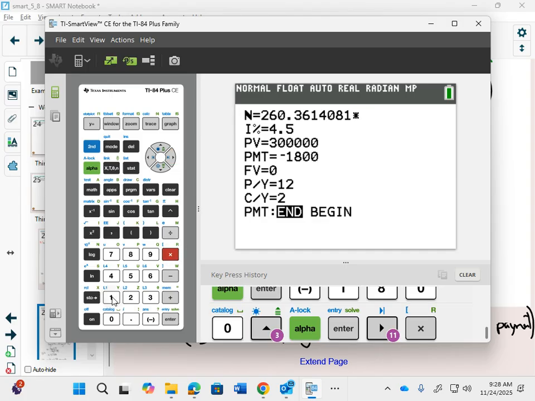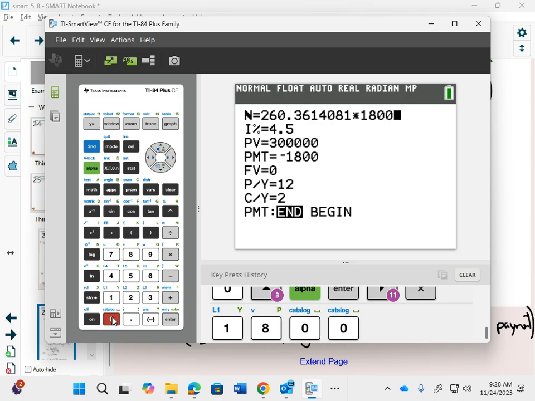But now if I times this by 1,800, I'm now down to 468. By paying a little bit extra per month, I saved myself another $30,000 in interest. We are now at $55,000 less than we began with, just by making a few changes.